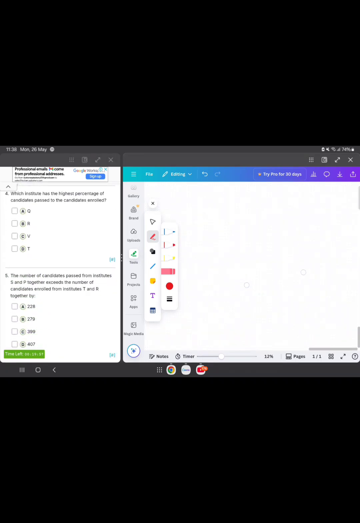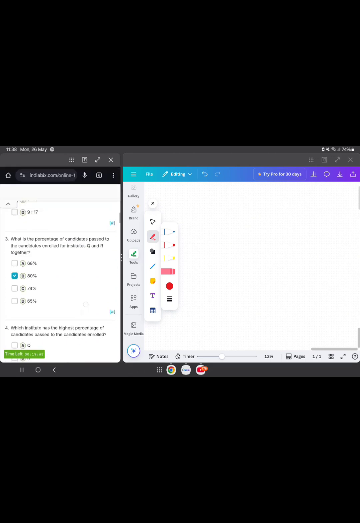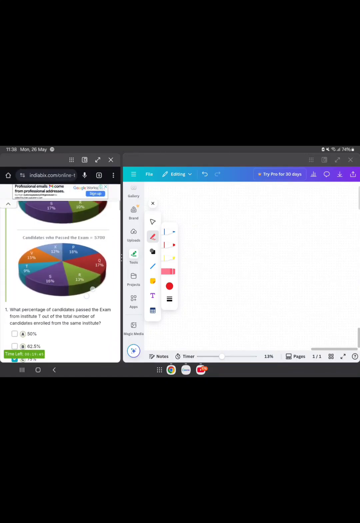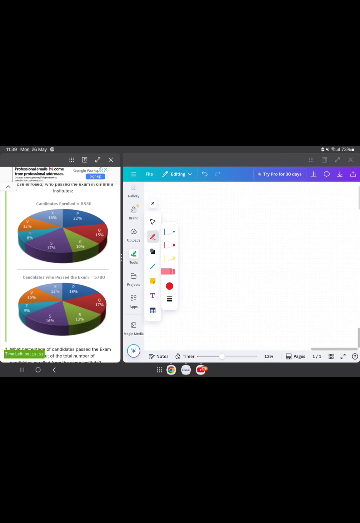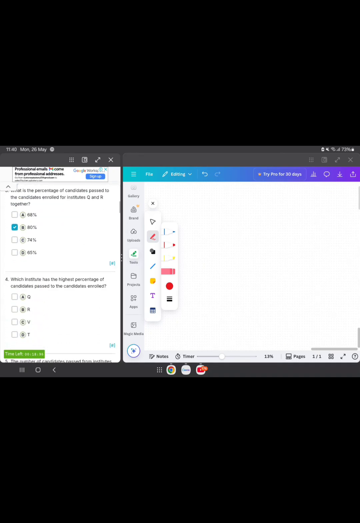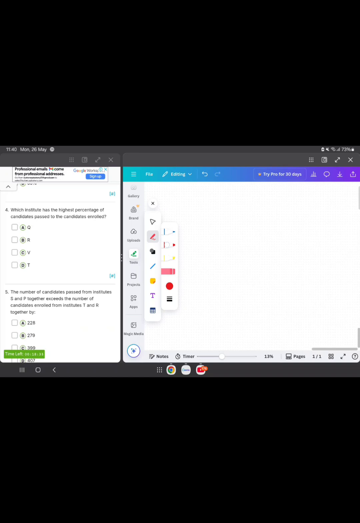Which institute has the highest percentage of candidates passed to the candidates enrolled? Okay, let's see. Considering that the 8,550 and the 5,700 does not change, I will just use their percentages as they are to determine our answer. So let's look at the options they gave us here. We have Q, and then R, then V, and then T.